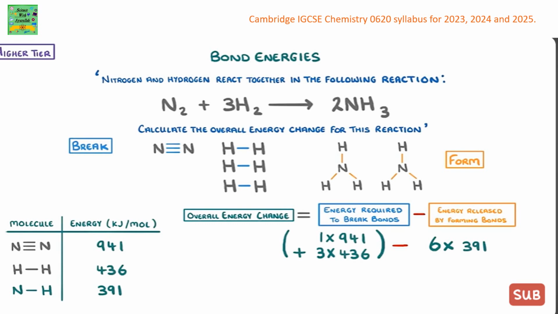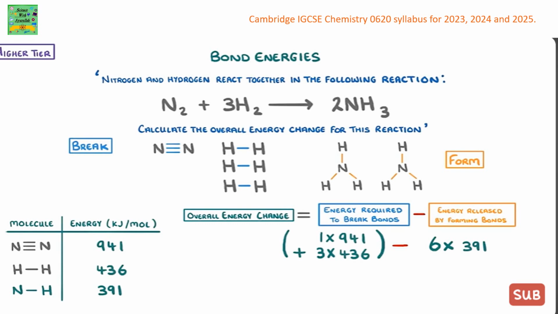Now this is a little bit higher level question as it involves nitrogen. Nitrogen has triple bonds, but you don't have to worry about the number of bonds if it differs. The maximum number of bonds a molecule can have is triple only, and that's nitrogen. So the question asks, nitrogen and hydrogen react together in the following reaction. Nitrogen plus 3H2, that's hydrogen, gives 2NH3, that's 2 molecules of ammonia. Calculate the overall energy change for this reaction.